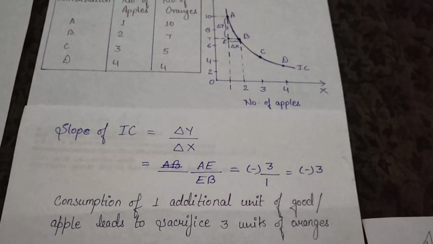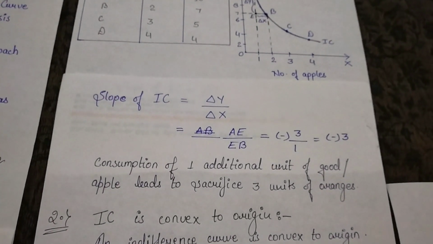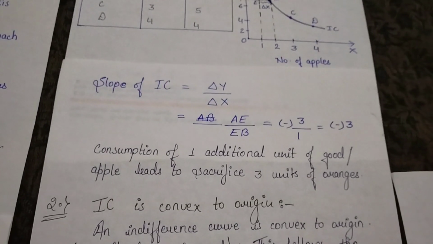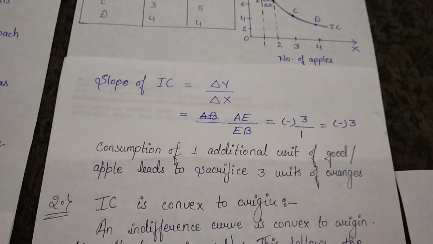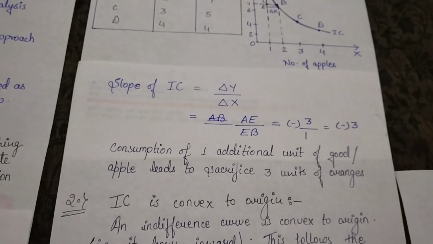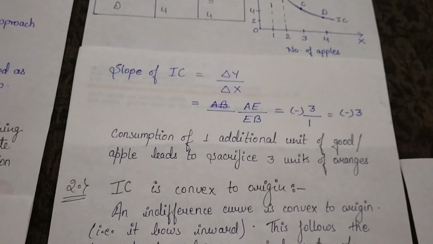Okay, so here it becomes -3. So what can we say finally? We can say that consumption of one additional unit of apple leads to sacrifice of 3 units of oranges. Therefore, we can say that more of one good must be combined with less of other goods.